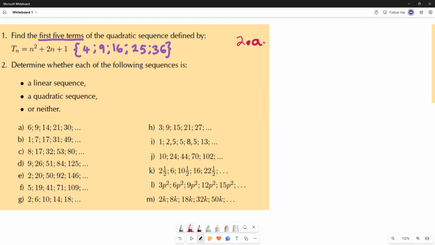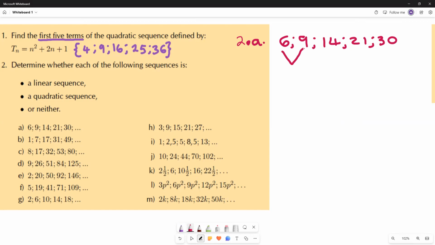Remember, if a pattern is linear, there will only be the first difference that is constant. If it's quadratic, there will be a second difference that is constant. So the first difference won't be constant for a quadratic pattern, right? Okay, let's do the first one. You have 6, 9, 14, 21, 30.